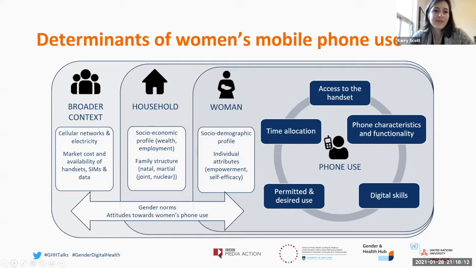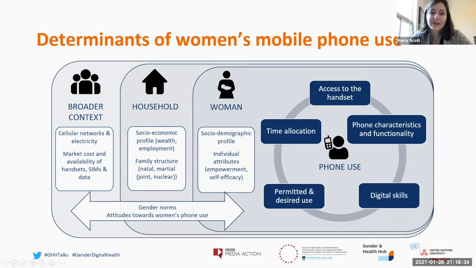Key determinants of phone use within the woman are sociodemographic characteristics, such as her age and her level of education. She will also have her own unique set of individual attributes that can affect her engagement with the phone, such as her empowerment and her personal self-efficacy. These attributes exist within the household context.